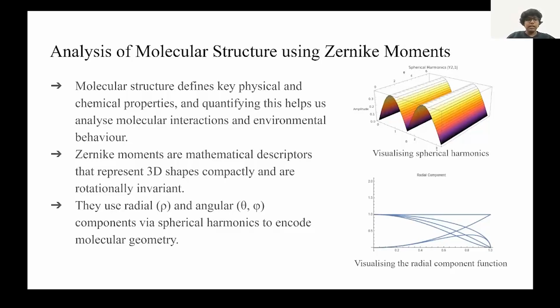Zernike moments are basically mathematical descriptors that compactly represent 3D shapes and are also rotationally invariant, meaning that the same molecule will have the same descriptor regardless of orientation. And they're built using things called spherical harmonics, which encode angular variation, and radial components that define how the shape changes from the molecule's center upward.